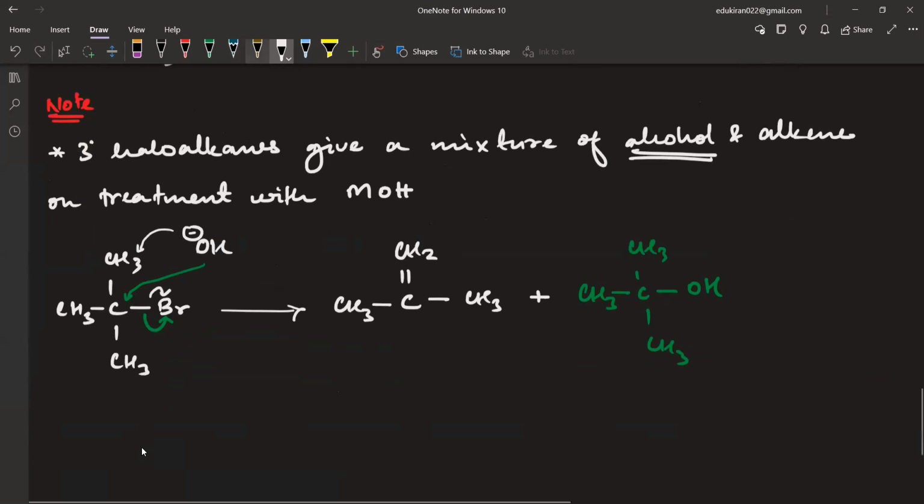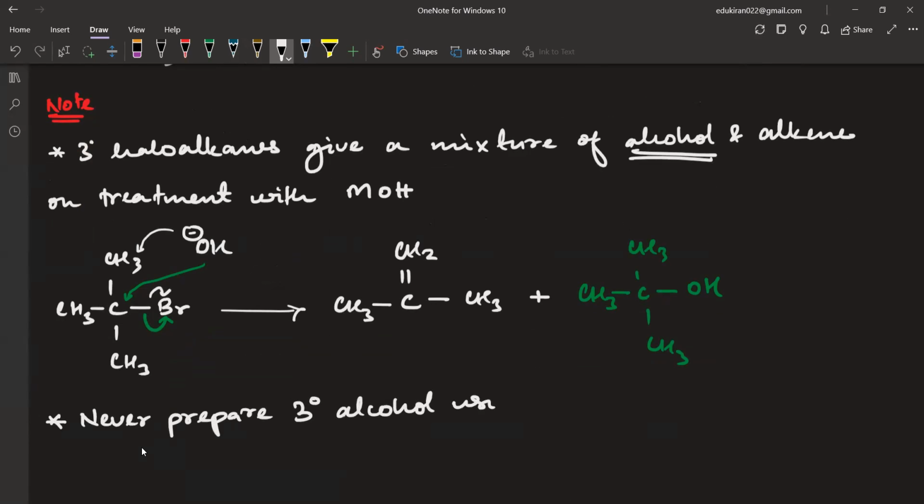So you will write here one more point. Never prepare 3 degree alcohol using 3 degree haloalkane, or rather any haloalkane actually. If we want to prepare a 3 degree alcohol, then our way is not using haloalkane. We will not use the haloalkane. Write this down. This is the only new thing that you are learning in the alcohol chapter.